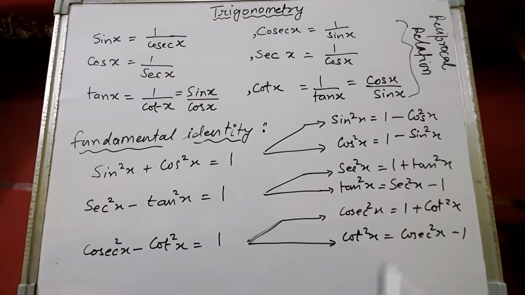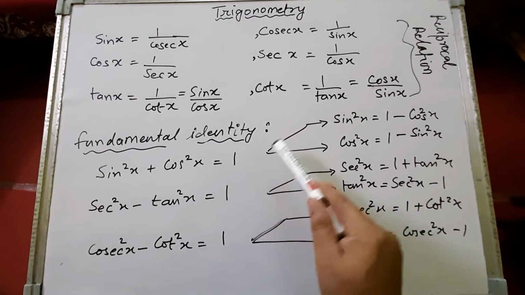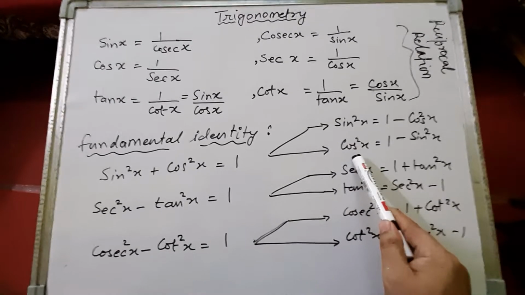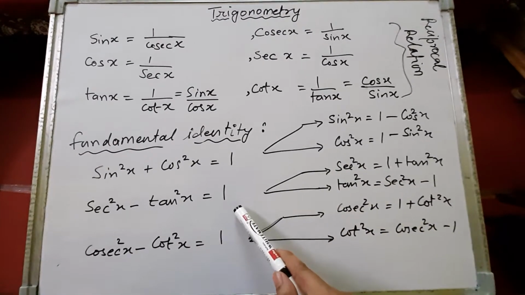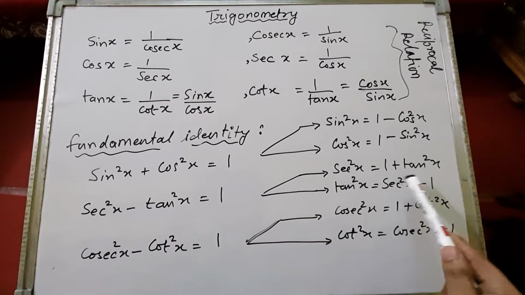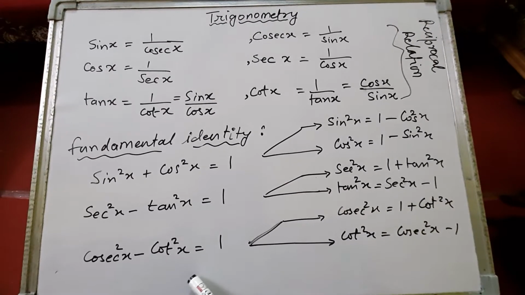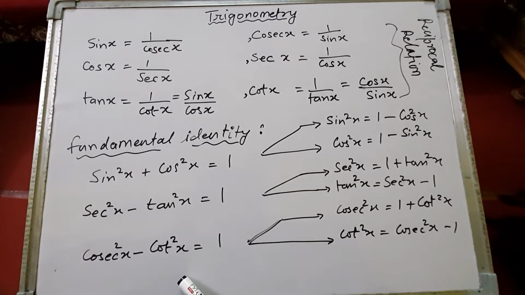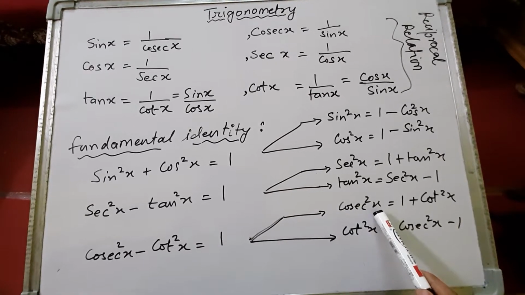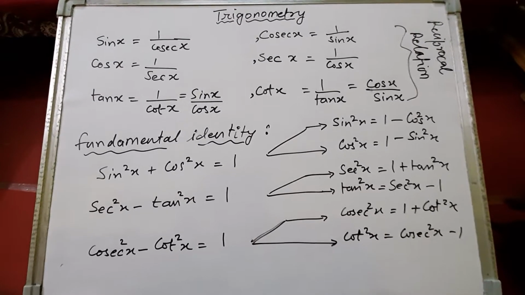Now children, if we try to rearrange these formulas, we can also write sin square x as the subject. This formula can be written as sin square x equals 1 minus cos square x, and cos square x equals 1 minus sin square x. Now sec square x minus tan square x equals 1. This can also be written as sec square x equals 1 plus tan square x, and tan square x equals sec square x minus 1. Right children? Cosec square x minus cot square x equals 1. This can also be represented as cosec square x equals 1 plus cot square x, and cot square x equals cosec square x minus 1. Right children? Note down please.